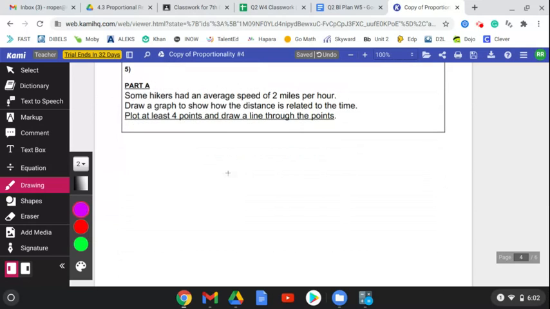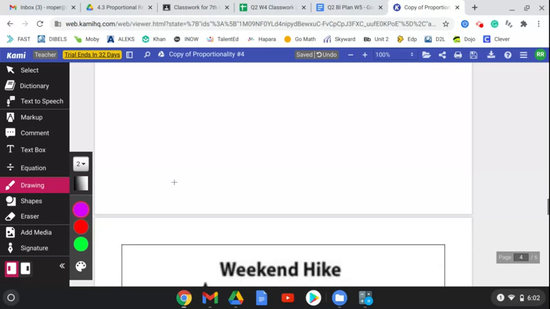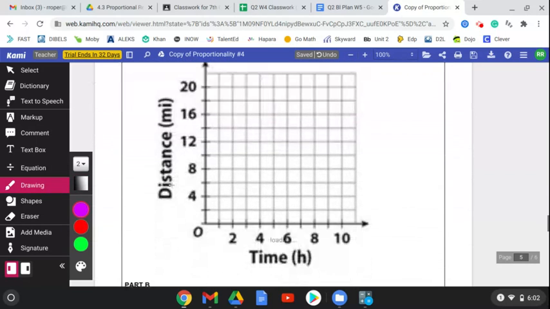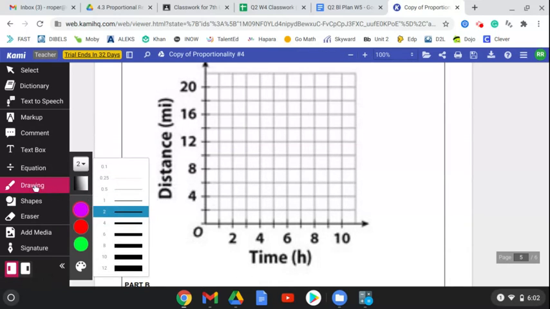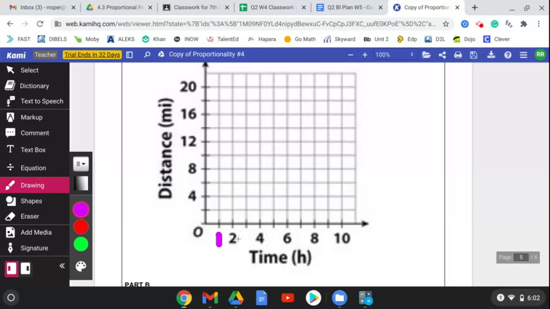Okay, number 5, some hikers had an average speed of 2 miles per hour. Draw a graph to show how the distance is related to time. Plot at least 4 points. So they're traveling 2 miles per hour. Keep that in mind. Over here, with my drawing tool, I'm going to change my thickness to 8. That way I can make some dots. So this would be 1, 2, this would be 3 hours and so on.